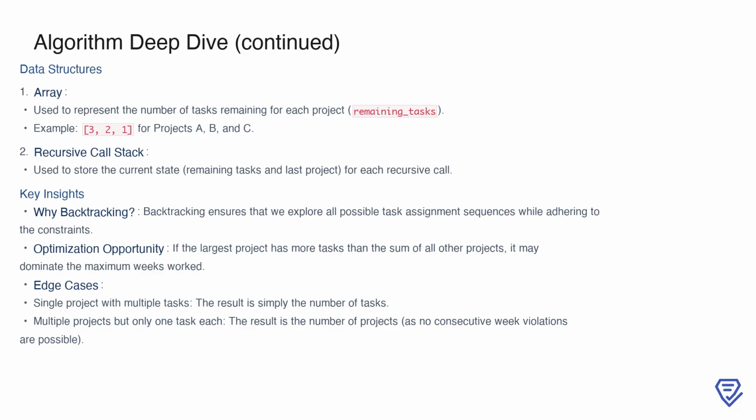Second, we use the recursive call stack to manage the state of the algorithm. Each recursive call stores the current remaining_tasks array and the last_project chosen, allowing us to backtrack and explore alternative assignments when necessary. Now, why use backtracking? The main advantage is its exhaustive nature. It ensures that all possible task assignment sequences are explored while adhering to the constraint.